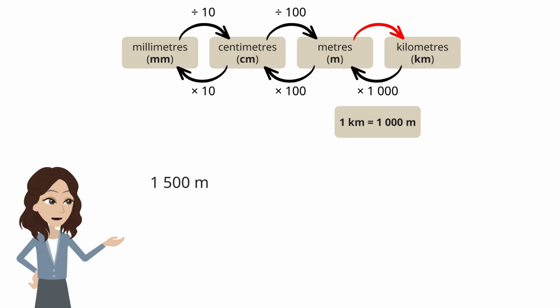To convert from meters to kilometers, we divide by 1,000. How can we divide 1,500 by 1,000? Pause and discuss with your friends.